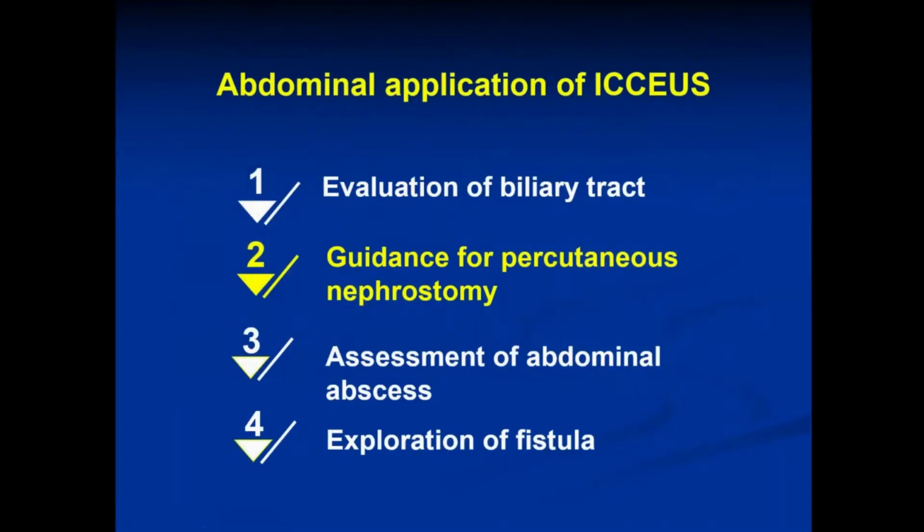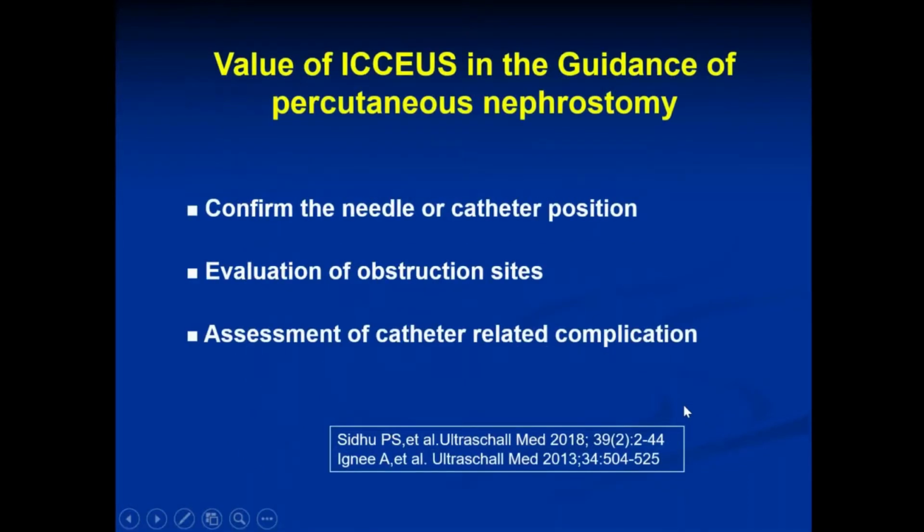The second abdominal application aspect of ICCEUS is the guidance for percutaneous nephrostomy. ICCEUS is used to confirm the needle and the catheter position, to evaluate the obstruction size, and to assess the catheter-related complications.